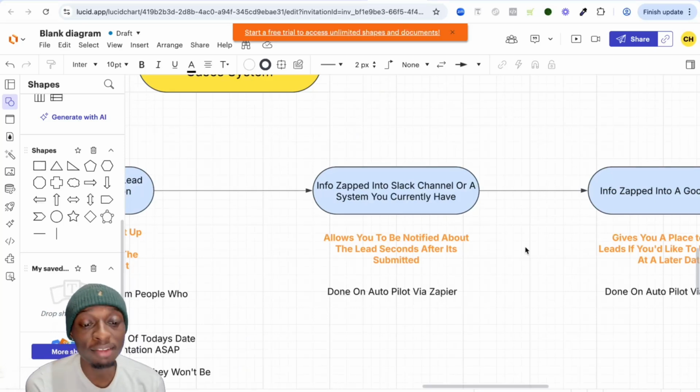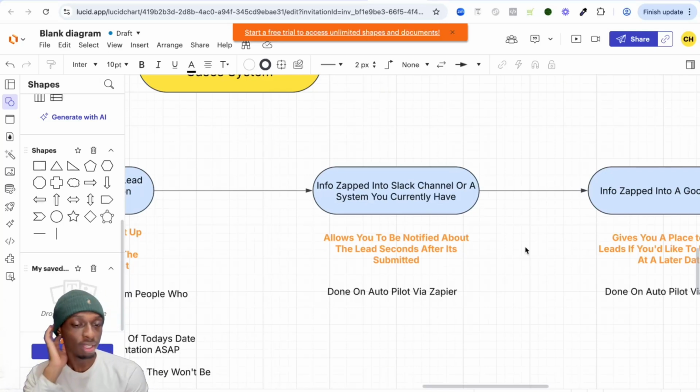So the info is then zapped into a Slack channel or a system you currently have. A lot of firms don't have a system that automatically alerts them when a lead comes through, so a lot of times I have to bring that system to them. And what I like to use is Slack.